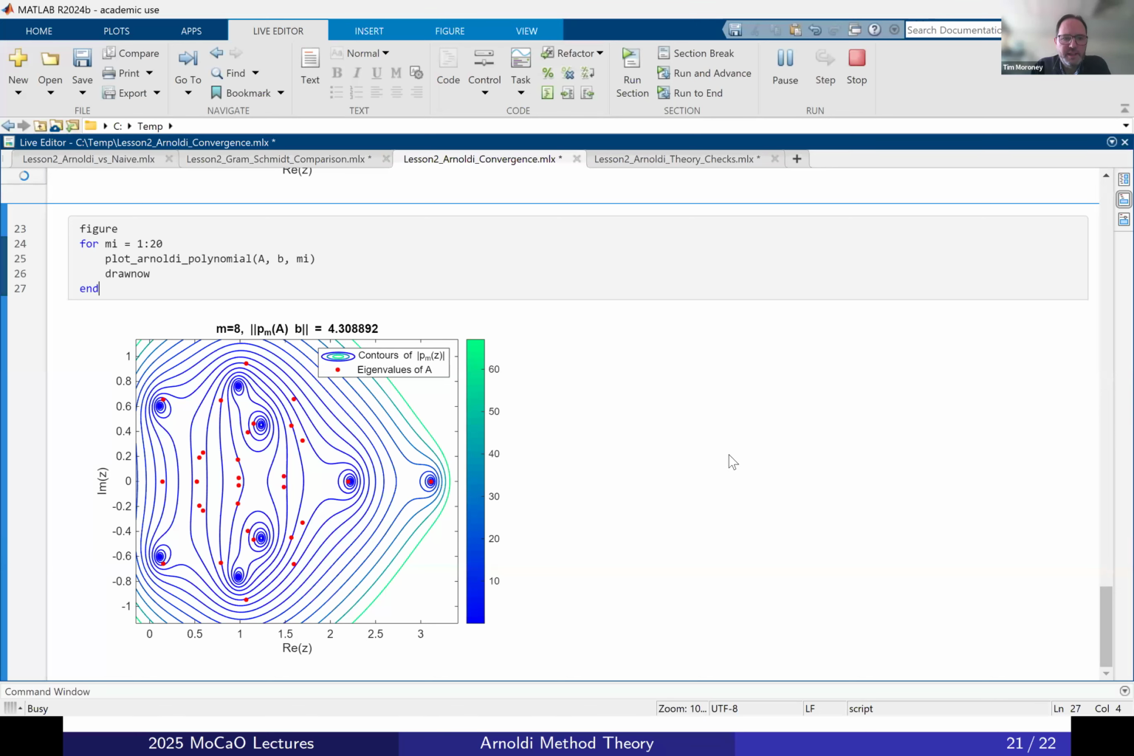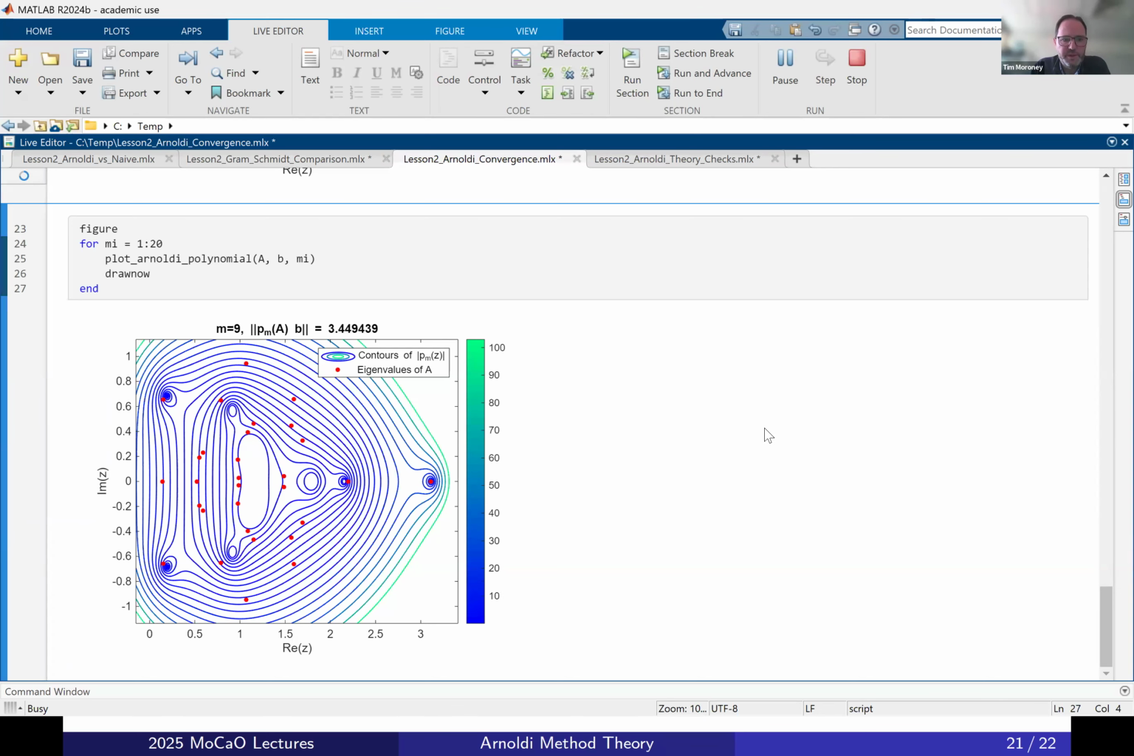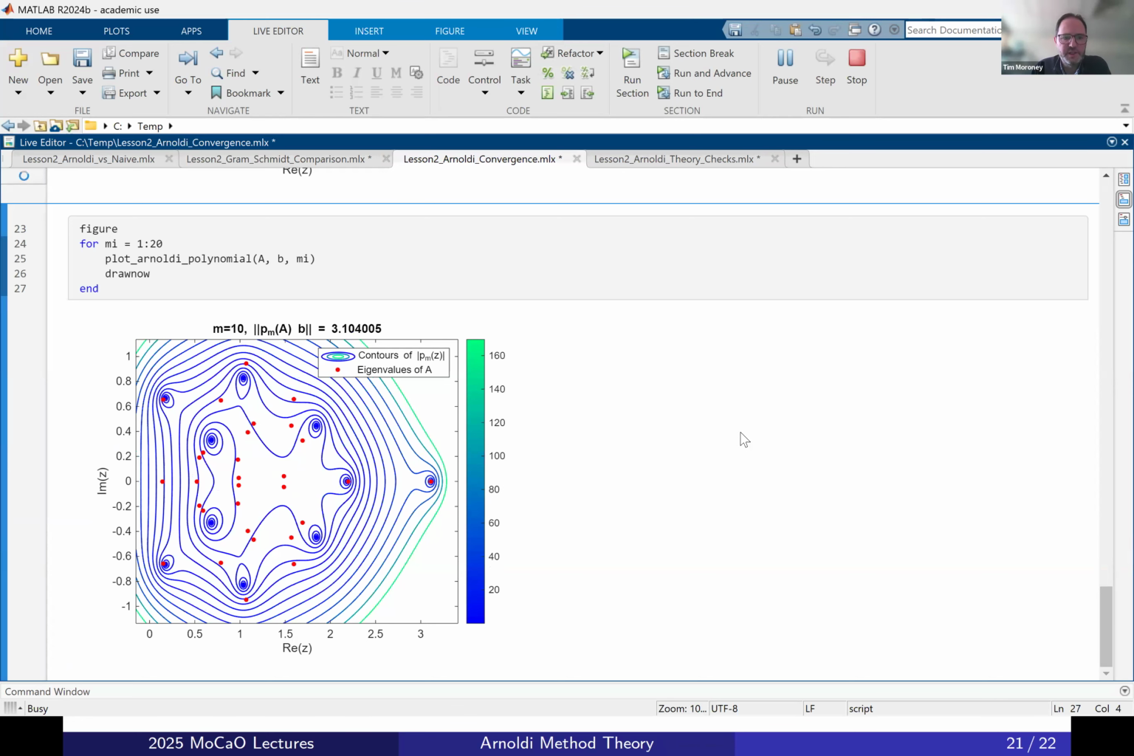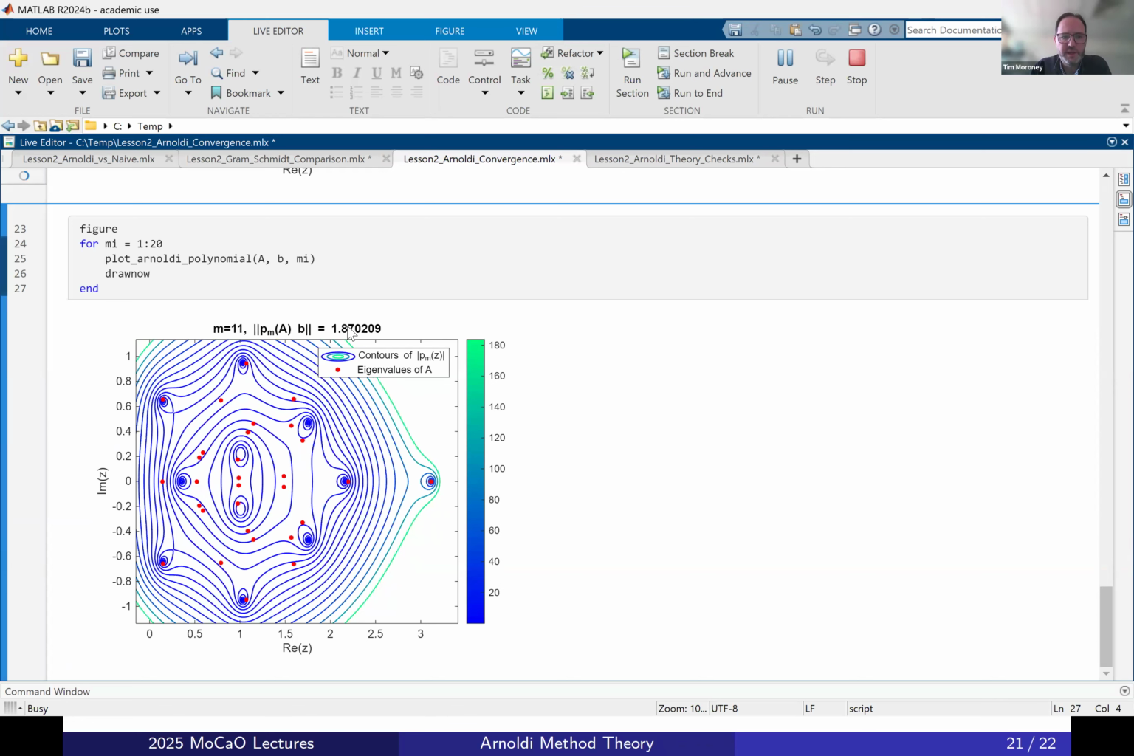And as we iterate, we get more and more degrees of freedom, so we get more and more possible places to stick the roots of this characteristic polynomial, and more of them start to align with the exterior eigenvalues. And what that does is bring the whole norm down gradually.